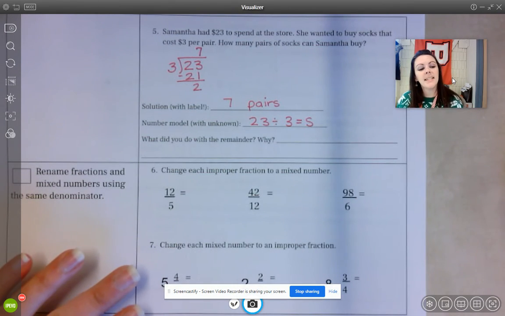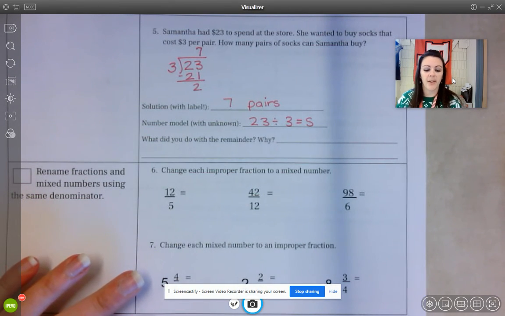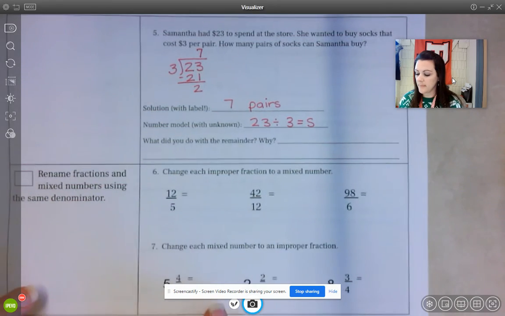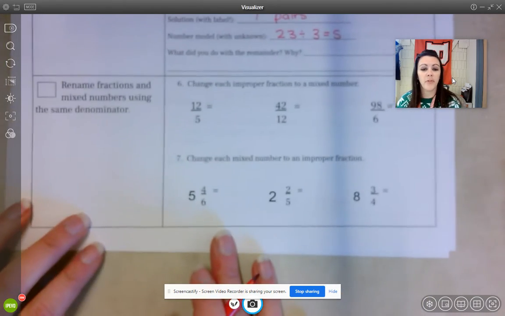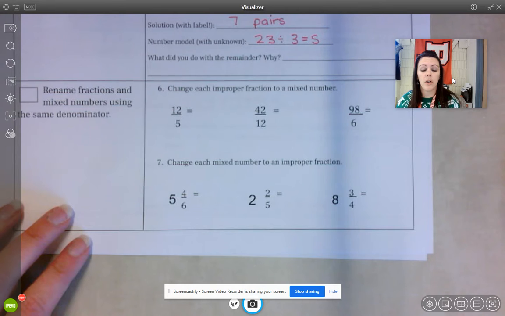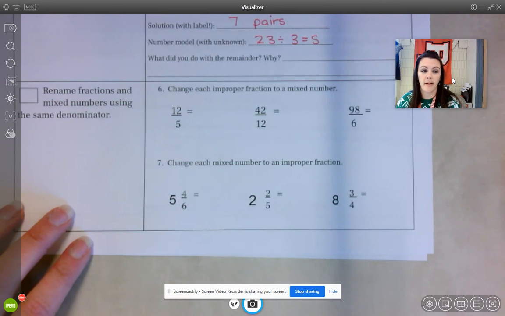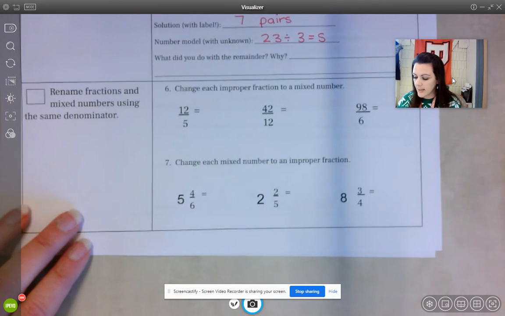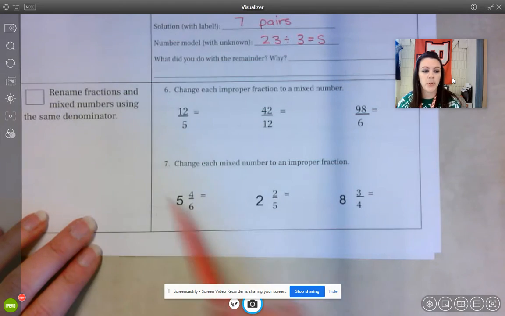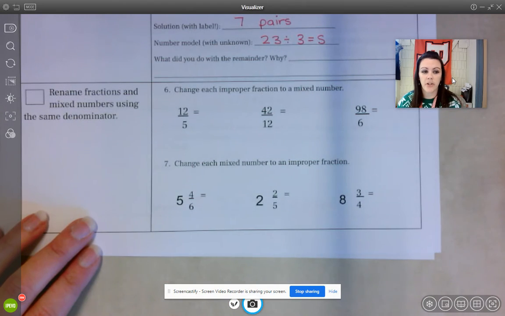I'd like you to write a sentence telling me what you did with your remainder and why. Hopefully you said something about how that remainder was not enough to get an extra pair. All right, let's take a look at the next section. This is going back between mixed numbers and improper fractions.